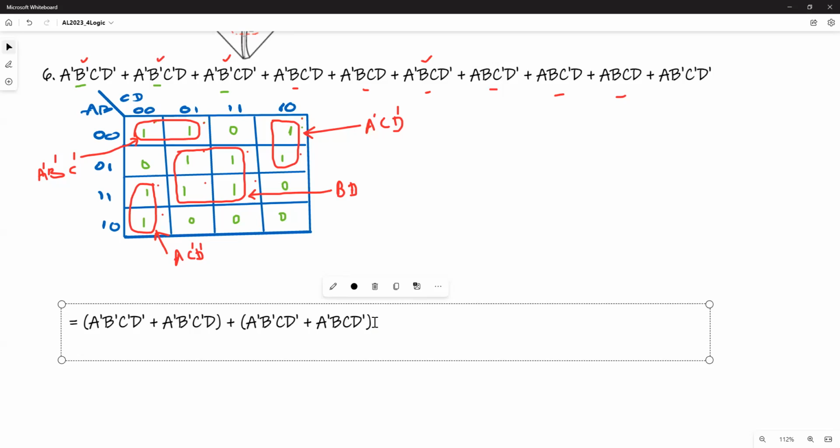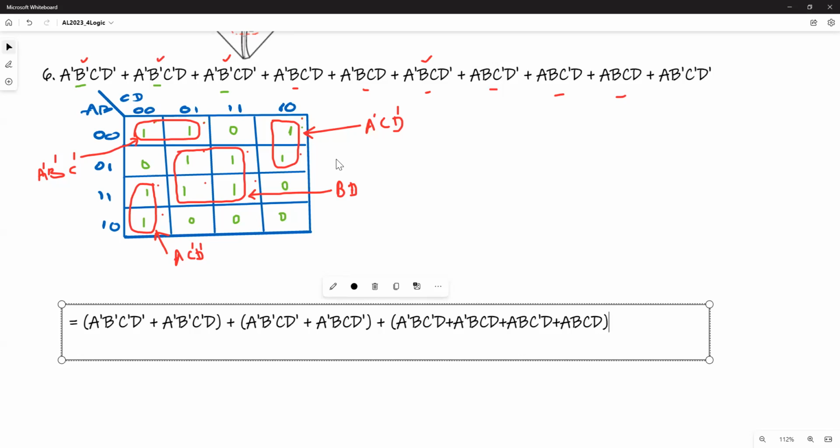Right? Now I'll take the middle ones. Then I can add. So what are the middle ones? We have A dash B, C dash D, right? That's the first one. Then A dash B, C D plus. Then we have A B C dash D plus A B C D. Right? That's the four terms.